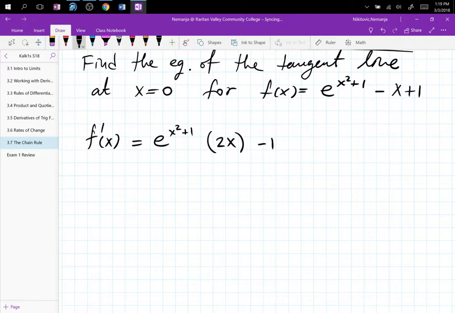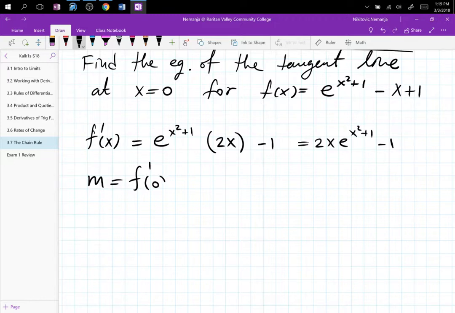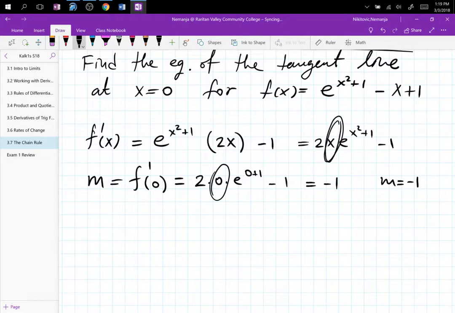So that's our derivative. You can also write it if you want to as 2x e to the x squared plus 1 minus 1. Now, to find the slope m, we are going to use the derivative and compute it at the point given to us. That's 2 times 0 times e to the 0 plus 1 minus 1. And I hope you all see that the slope is negative 1, because this 0 over here, the x is 0, kills the entire term. So slope is negative 1.